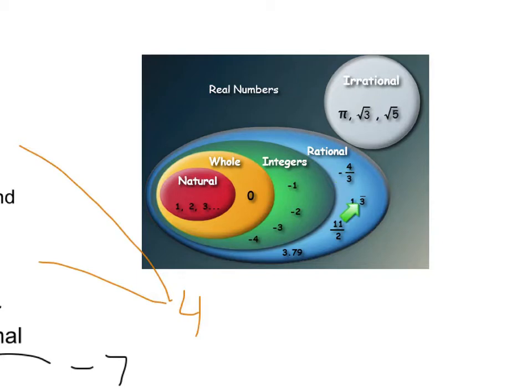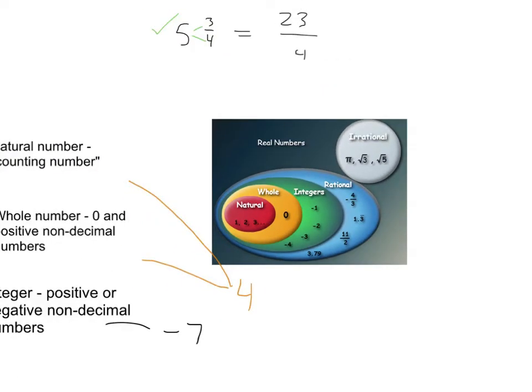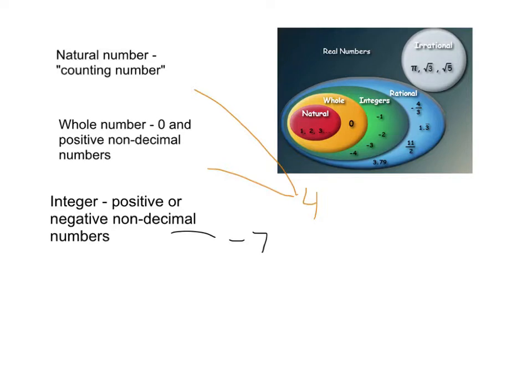Now, also we have this, 1.3 repeating. That's interesting because that's different than anything else we've encountered, so we'll talk about that. And then we also have 11/2. We haven't talked about that yet, so we'll get there in a second. But notice that everything inside this is a rational number. So if I gave you the number 1 and said classify it, 1 would be a natural number, okay? 1 would also be a whole number. 1 is also an integer, and it's also a rational number.